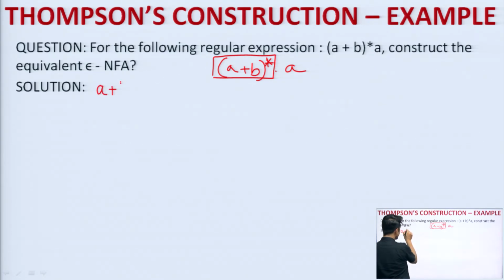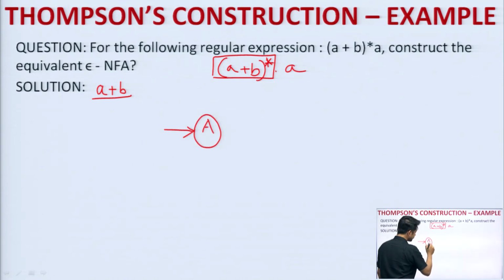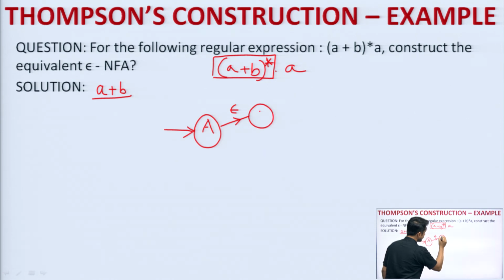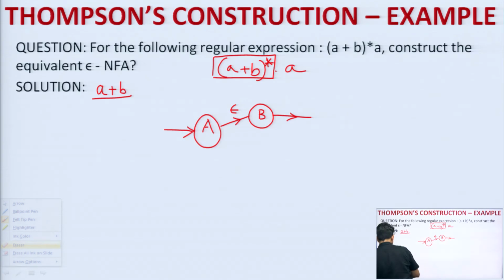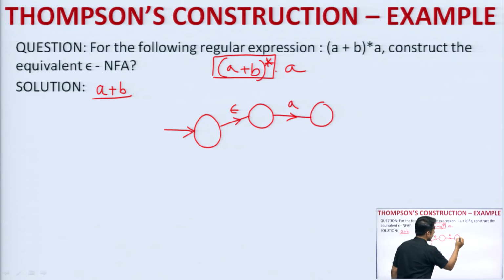So, what I will do? Only for A plus B, I know the diagram for epsilon NFA, A plus B, correct. So, what I will do? Epsilon, then B. As of now, I will not name the states, because there will be a large number of states. Later on, after drawing the diagram, you can put the state names.